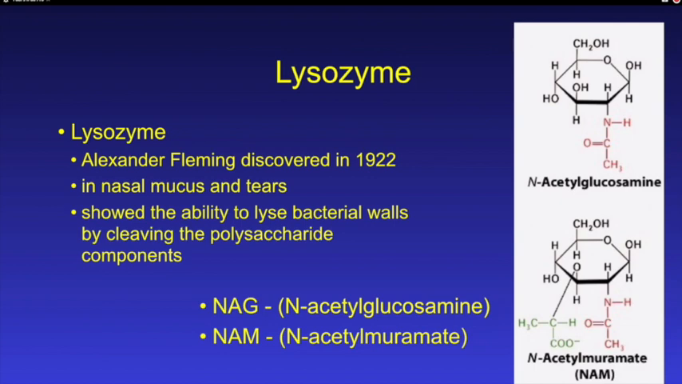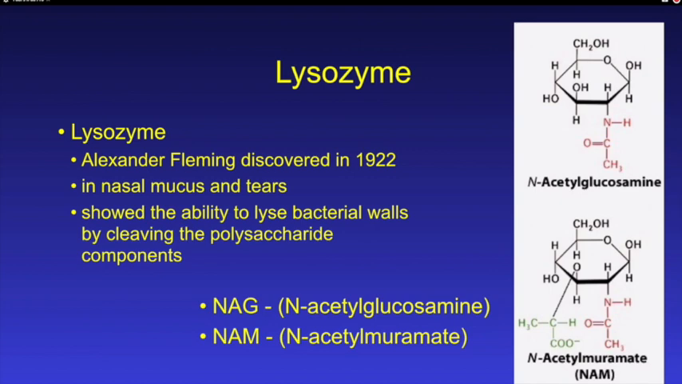Lysozyme, discovered by Alexander Fleming in 1922, is found in nasal mucus and tears. It's actually part of our defense system, our immunity, in which bacteria can be breathed in, or we can get it in our eye, and this particular enzyme will break down the cell wall, will allow the cells to degrade and take away their infectiousness by degrading them.